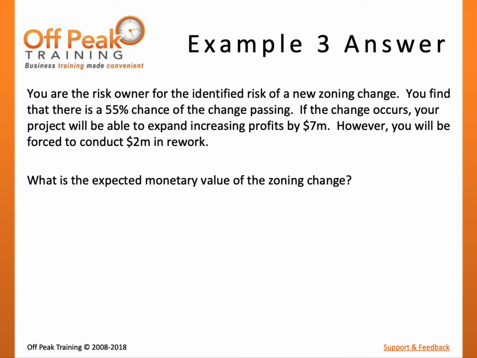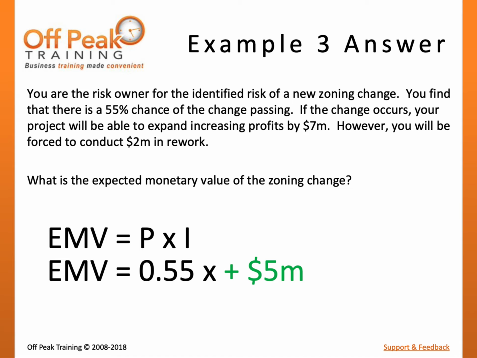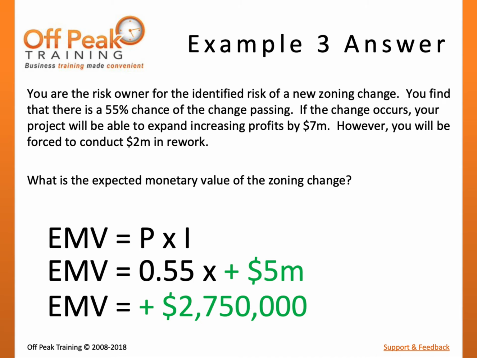The formula for expected monetary value is probability times impact. The probability of the event occurring is 55%, which can be represented mathematically as 0.55. The impact of the event occurrence would be a gain of $7 million in expansion and a loss of $2 million in rework. This is a total gain of $5 million, which can be represented mathematically as positive $5 million. After performing the math, that gives us an expected monetary value of positive $2,750,000.